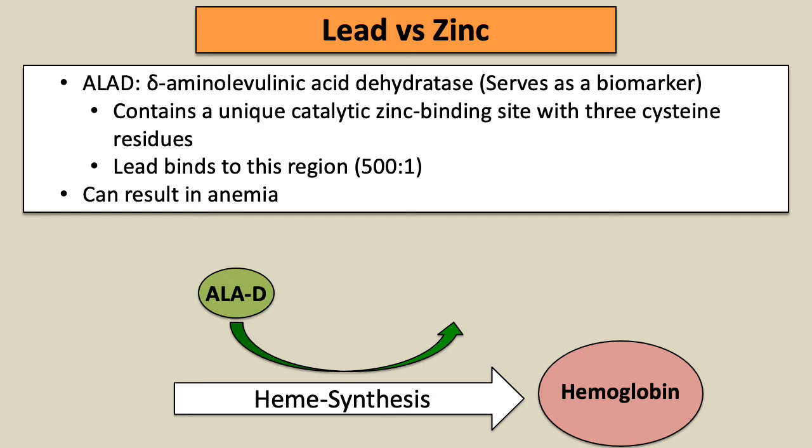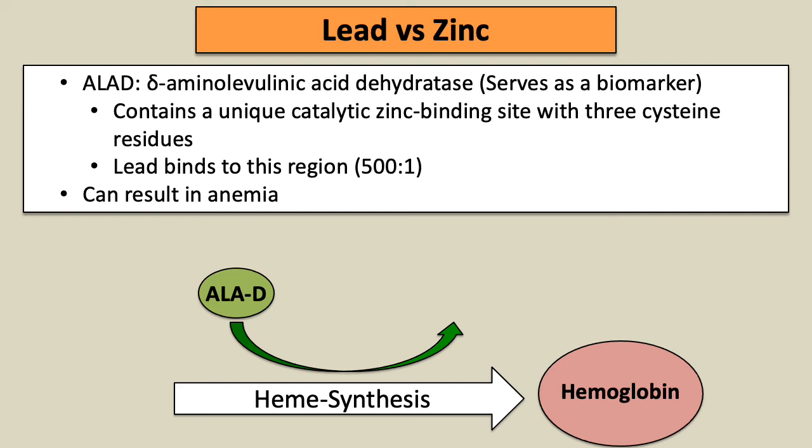One of the last effects I'll be discussing about lead toxicity is its effect on zinc-containing proteins. So ALAD, which we mentioned before, which stands for delta-aminolevulinic acid dehydratase, is an enzyme that catalyzes an important step in the heme synthesis pathway. So it's a pathway that forms hemoglobin. ALAD contains a unique catalytic zinc binding region with three cysteine residues.